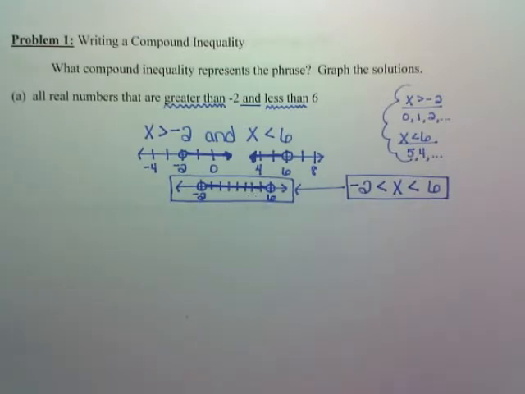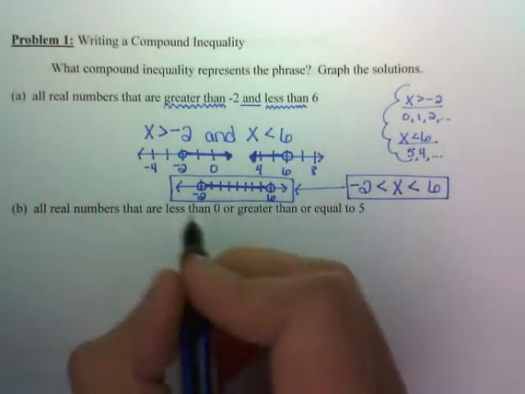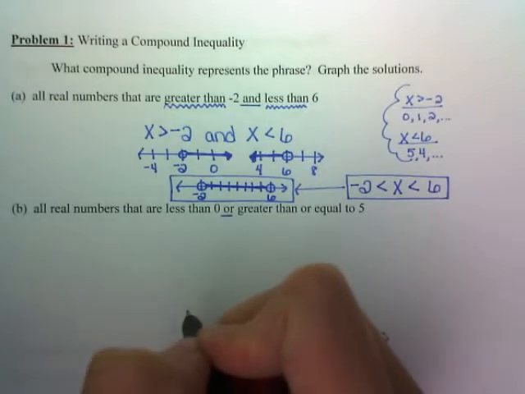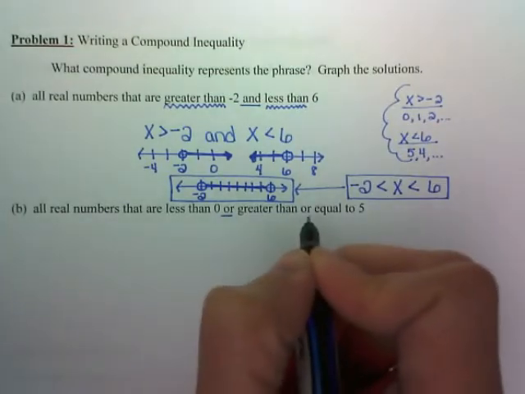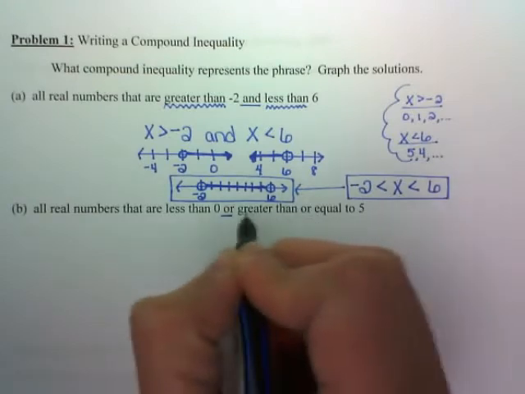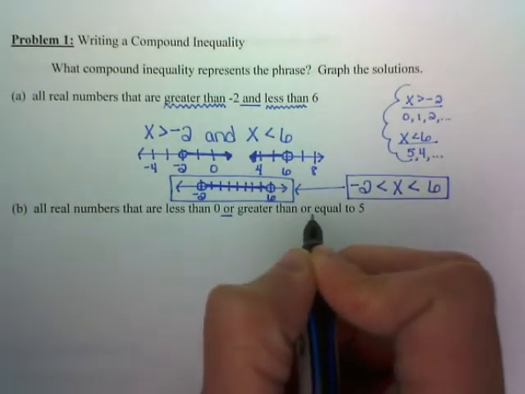Now this is dealing with our and statement. So let's look at problem 1b. This is going to deal with our or statement. All real numbers that are less than 0 or greater than or equal to 5. So there are two ors here, so we have to be careful. This or actually connects greater than or equal to, which tells us our inequality symbol.